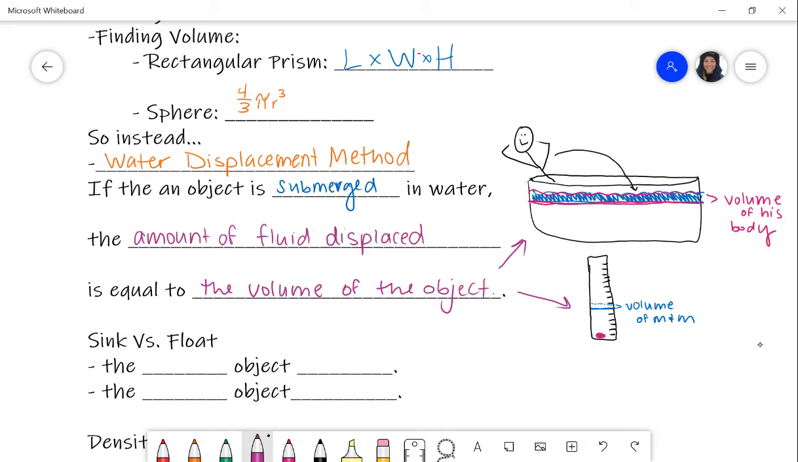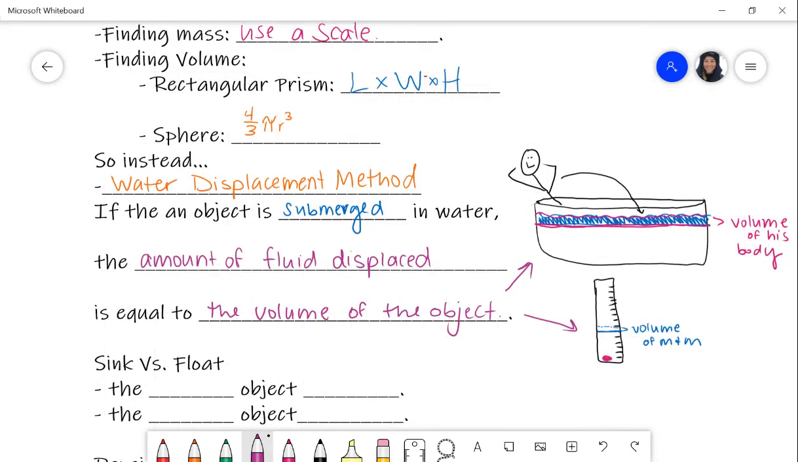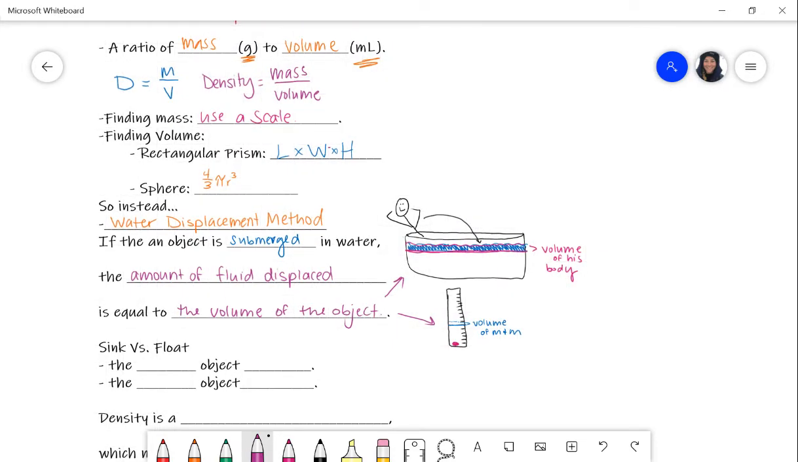Like I said, if it's a rectangular prism or a sphere, we've got some easy formulas for how to do that. But if it's something that's weirdly shaped, like an M&M or a person, we're going to use the water displacement method instead to find the volume. Just a reminder that volume is just a piece of our formula, and our formula is density equals mass divided by volume. Once we've found our volume, we're going to plug it into this formula here.